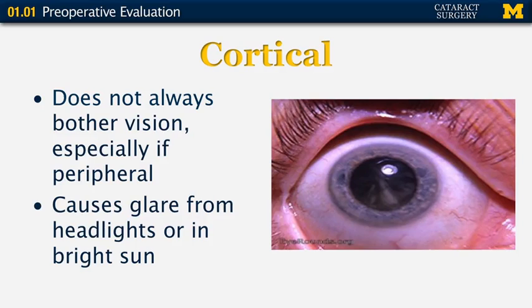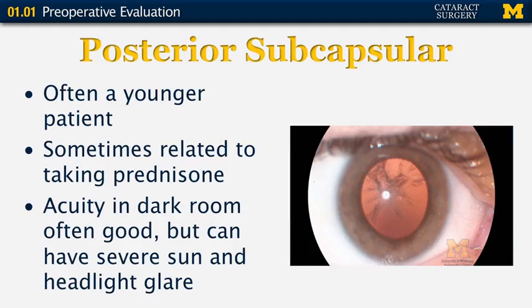A cortical cataract is slightly different. It's kind of a white fluffy material in the cortex of the lens. If the cortex is cloudy in the peripheral portion, it doesn't often affect vision. But if it's more central, it can certainly cause glare from headlights or in bright sunlight.